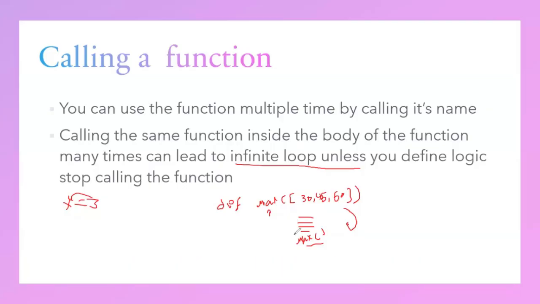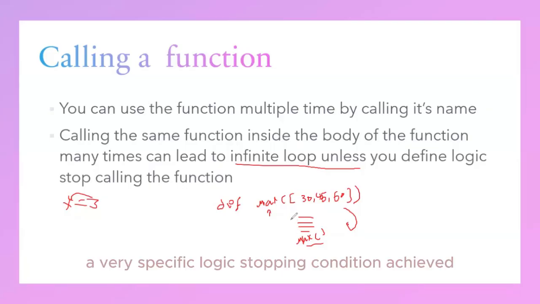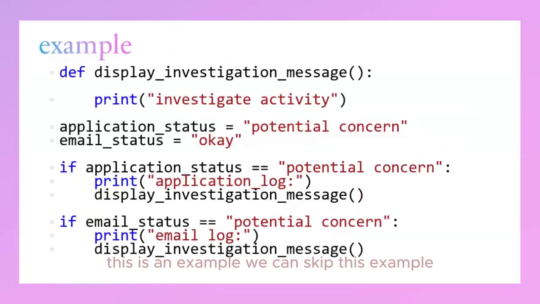Until a specific logic stopping condition is achieved, stop the function. If the maximum equals a specific number, it will stop. This is an example. We can skip this example because it doesn't belong to data analysis.